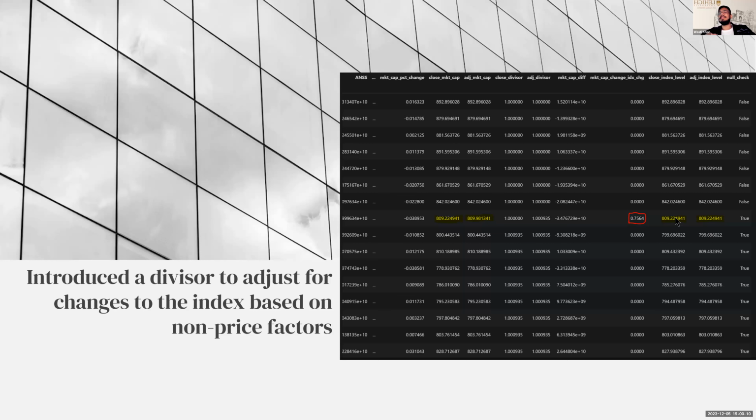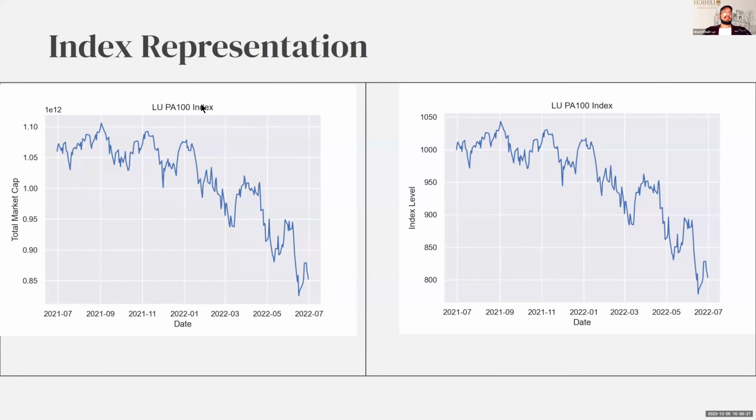Then we have the close index level and the adjusted index level, and those should be the same. So that is what this is trying to accomplish: even though we have a market cap change that has a non-price change, the index level remains the same. Now there are more details in the code that I will get to later, but that is the main function of the divisor, to smooth it out.